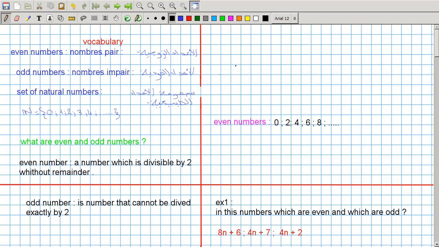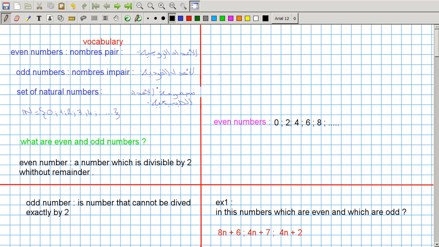Hi everybody, today we will talk about the odd and even numbers. First I give you some vocabulary. Even numbers sont les nombres pairs يعني الأعداد الزوجية. Odd numbers sont les nombres impairs يعني الأعداد الفردية.